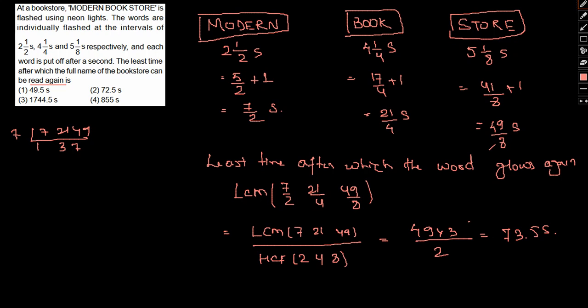But we have to subtract 1 second from here. Why 1 second? Because this includes this 1 second as well, where the light has been put off completely. So therefore our required time will be 73.5 minus 1, that is 72.5 seconds. This will be our answer, option 2.